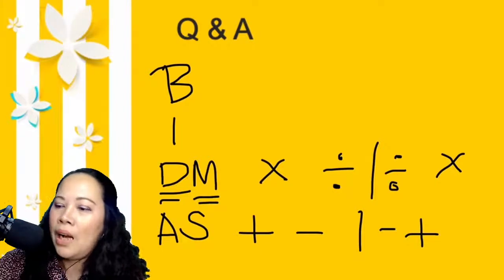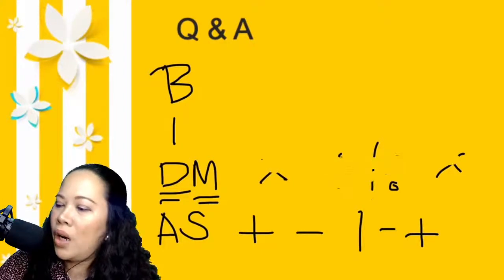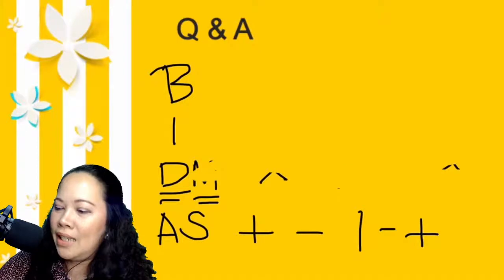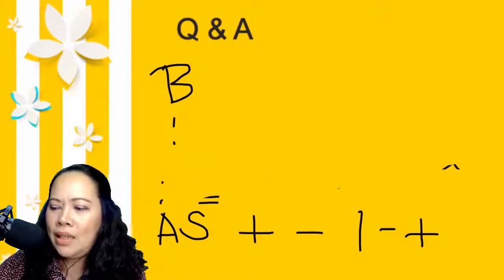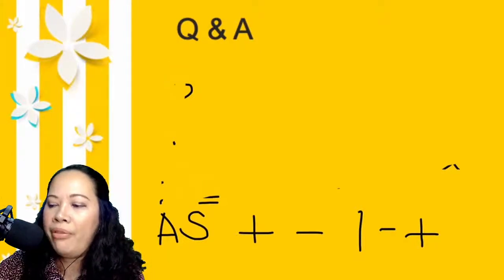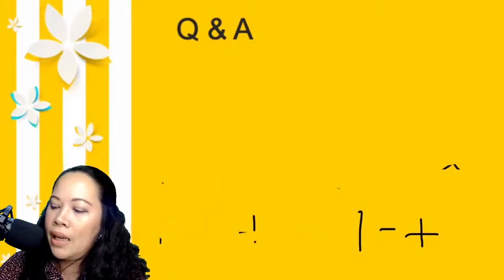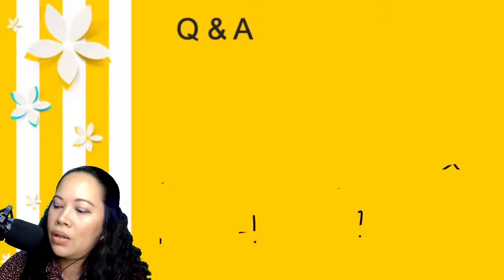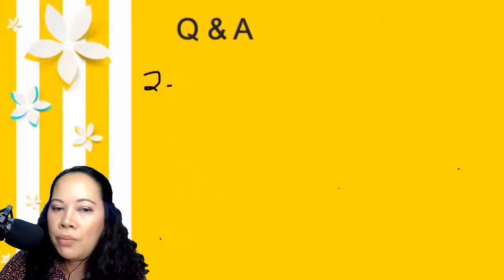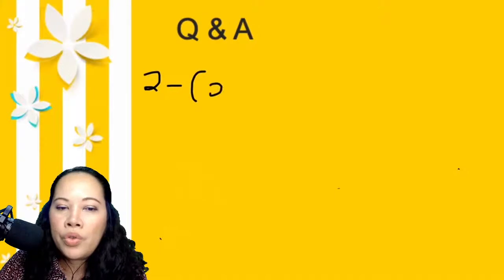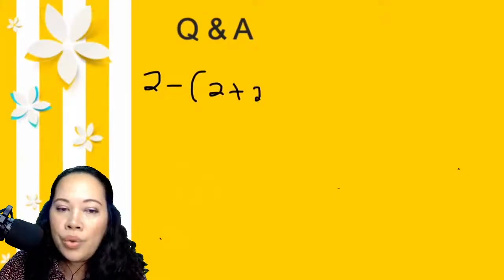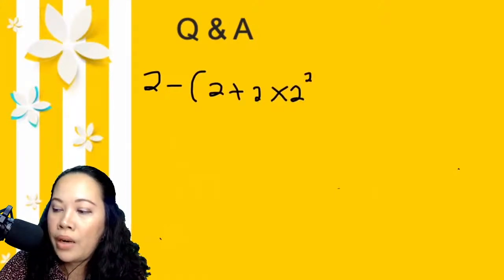Okay, I will give you one complicated. It's not really complicated, but if we have the different operations in a more complex example. Okay, so let's say I give you 2 minus bracket 2 plus 2 times 2 square.